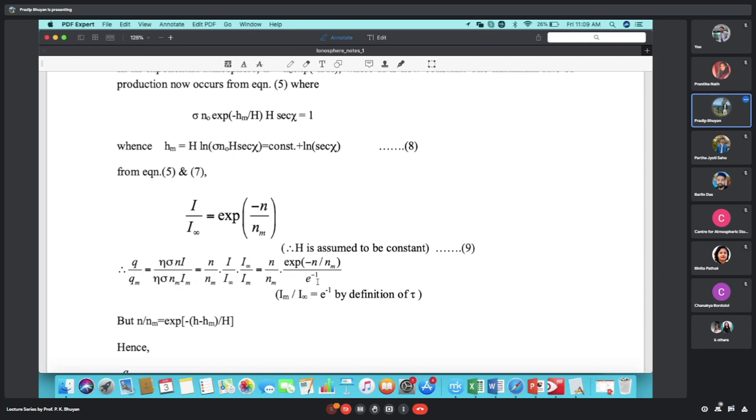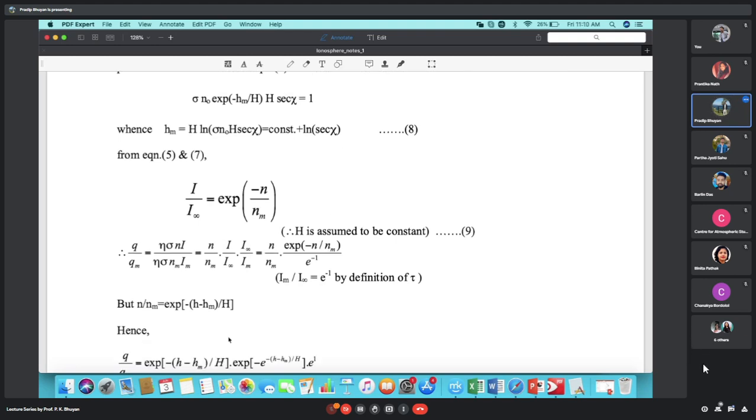exponential minus 1. Is it okay? Because Im by I infinity is exponential minus 1, that is the definition of tau. So this is the reverse of this, so it is in the denominator. And I by I infinity is your exponential minus N by Nm, this is equation 9. So put this in equation 9.